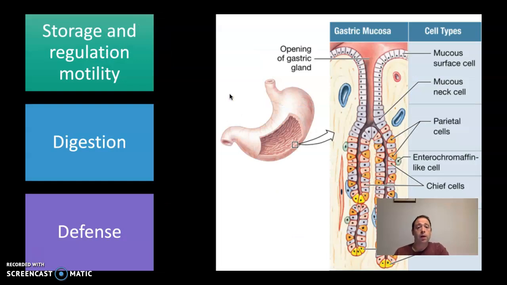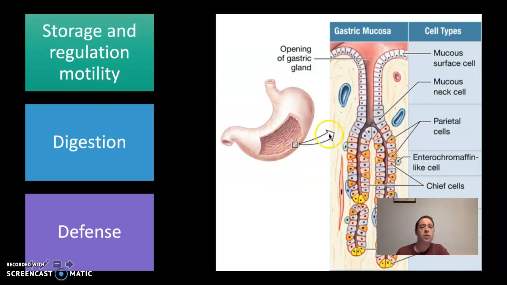The digestive phase, or the gastric phase, involves the stomach, and specifically the stomach has three important roles. It is involved in storing and regulating motility. It has obvious digestive function, and it also functions in defense. The anatomy of the stomach is depicted here on the right-hand side. We can see in this cutaway of the stomach that the internal space, or the lumen, is found inside. What lines the walls of the stomach are these wrinkles and folds known as rugae.